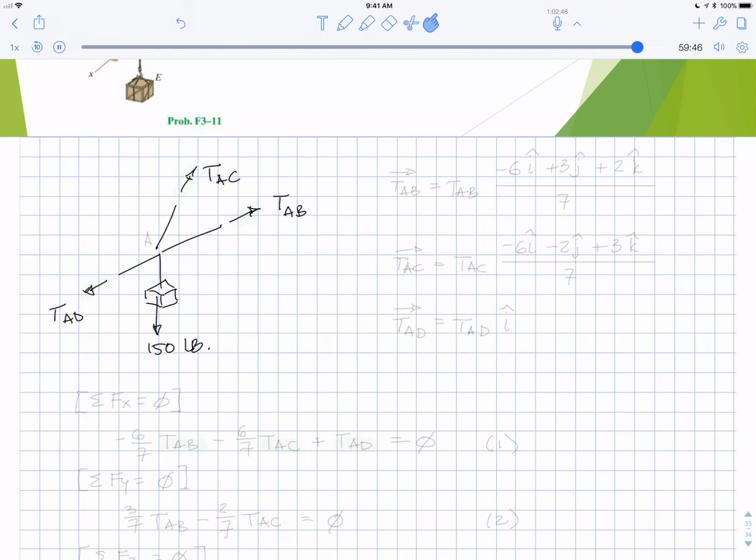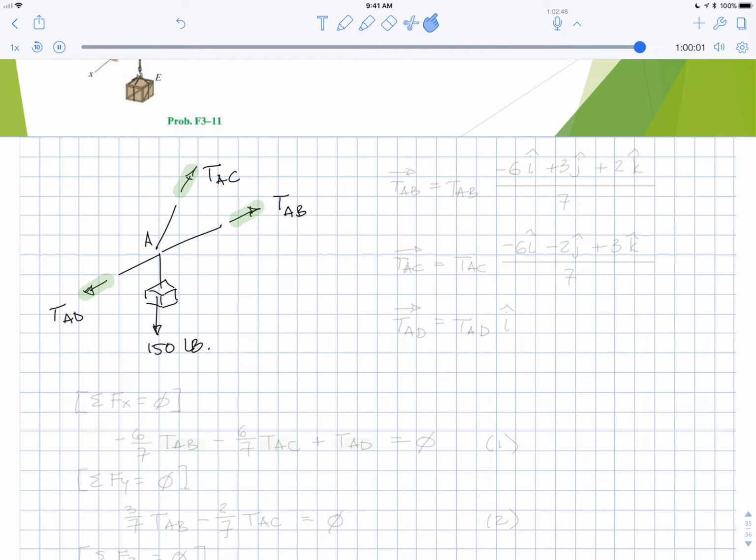Here's the free body diagram I've drawn. It's not the nicest, but it'll do. I've drawn all 3 of these forces in tension, pulling away from the joint. That's joint A, because that was given.